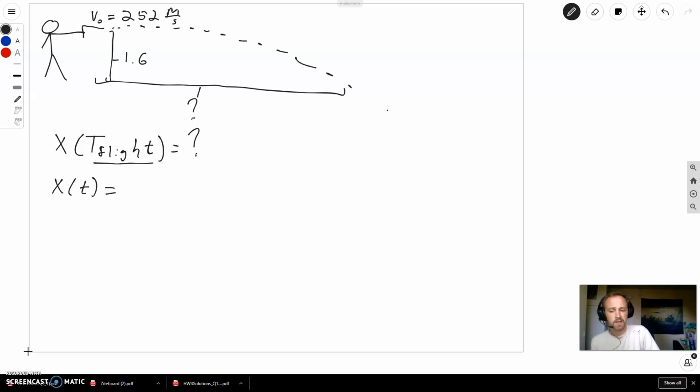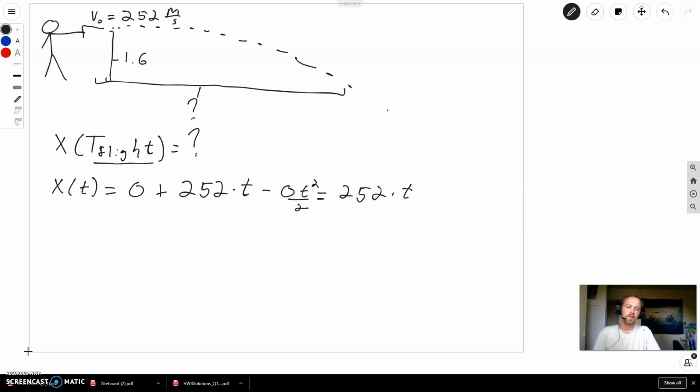x of t will be my initial position, 0, plus my initial velocity in the x direction, which is 252 times t, and then my acceleration in the x direction, which of course is 0. So we just get 252 times t. Now we need the time of flight.